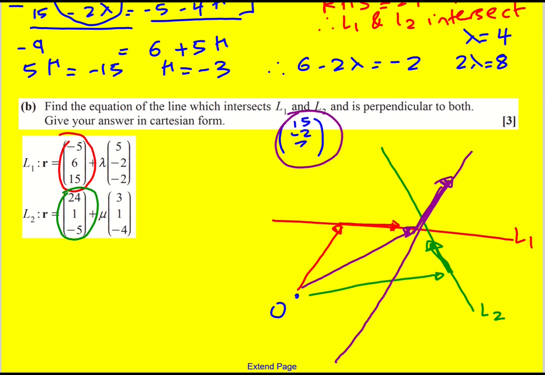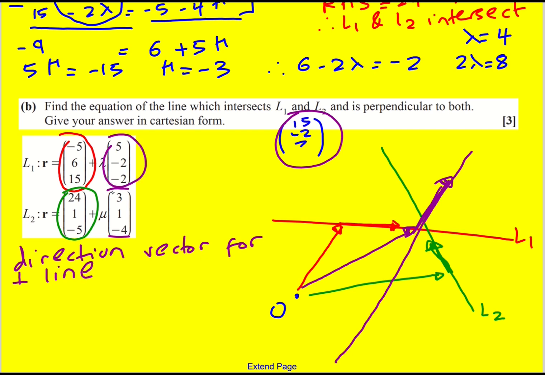And here's the thing, we know it's perpendicular to both L1 and L2. So we need a vector that's perpendicular to the two direction vectors. So, direction vector for the perpendicular line. For this, we can do the vector product of the two direction vectors.